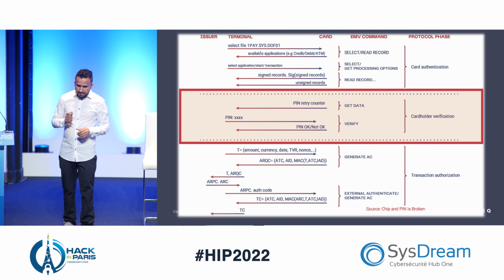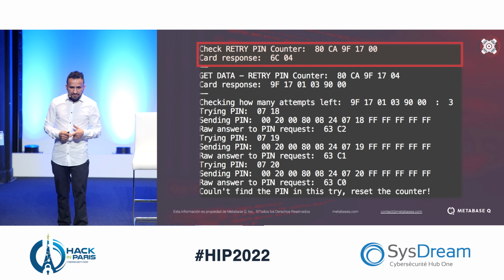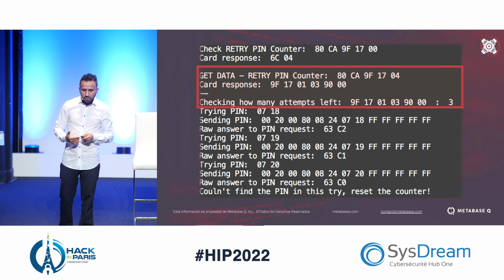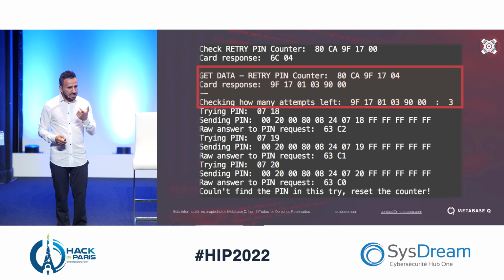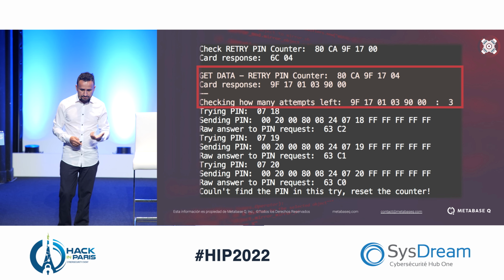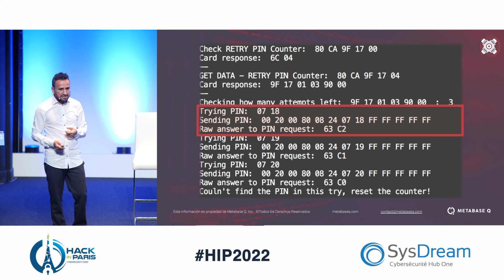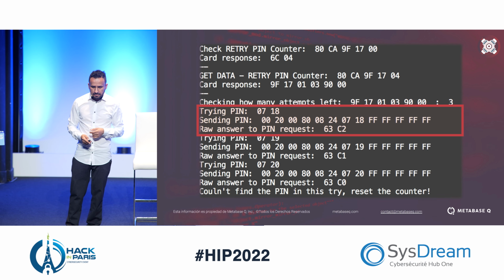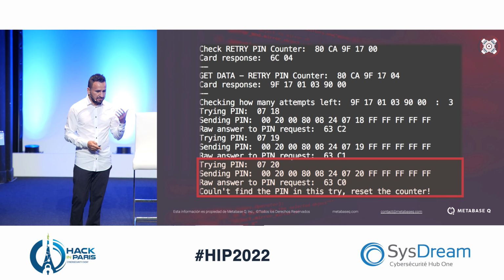But the cool thing is, if we focus on the cardholder verification part, we can start sending data to the card, and we start asking how many tries the PIN retry counter has inside the chip. We start sending these commands, and we learn that we have 3 attempts left in the card to brute force a PIN. We start with the PIN 0718, and the card responds with 63C2, which means it's a wrong PIN, but we have 2 more attempts left. And we can continue sending, trying to figure out which is the correct PIN, implementing the brute force attack.